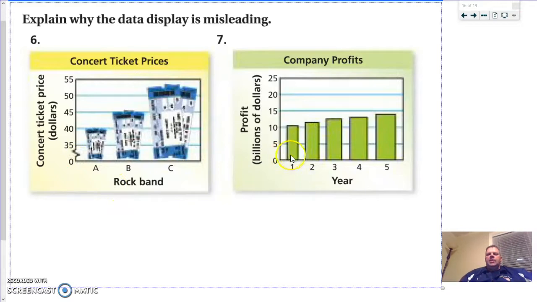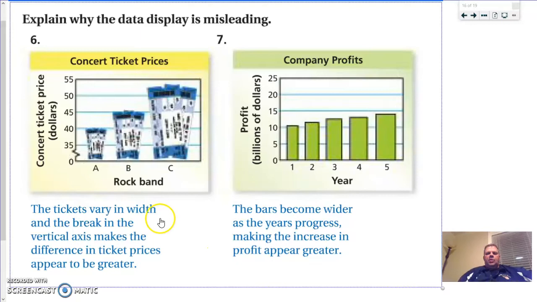In our second example, this first one is a little bit skinnier. It gets a little bigger, gets a little bigger, gets a little bigger. So the profits in year 5 look like they are a little bit bigger than they actually are. So you can see the tickets vary in width, and the break line in the vertical axis makes the difference in ticket prices appear to be large. The bars become wider as the years progress, making the increase in profit look greater.